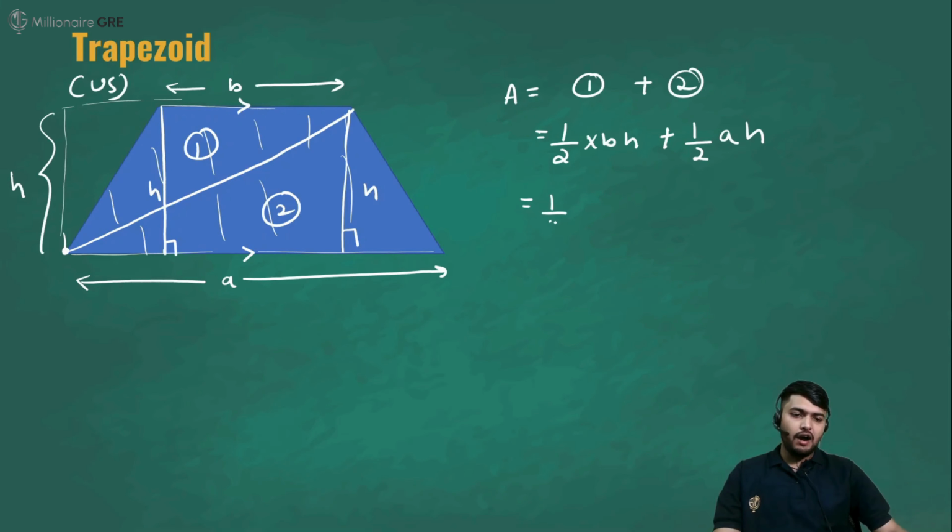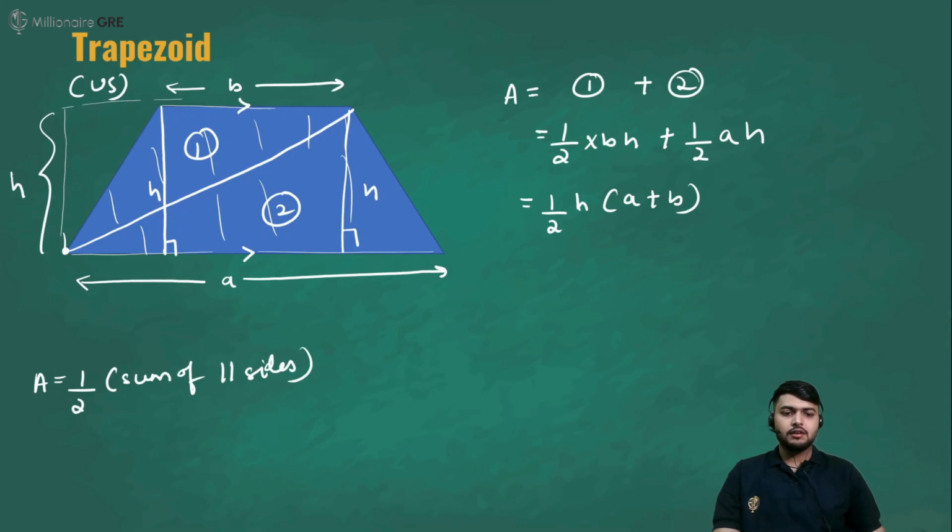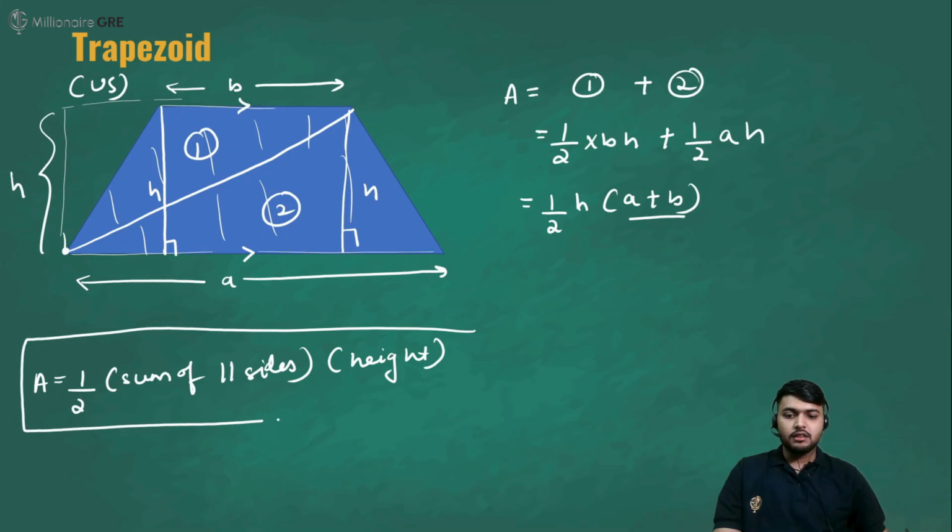We can take half and h as common. We are left with A plus B. So area of a trapezoid becomes half times sum of parallel sides, which is sum of A and B, times the distance between the parallel sides or height. This is the formula that you have to remember.